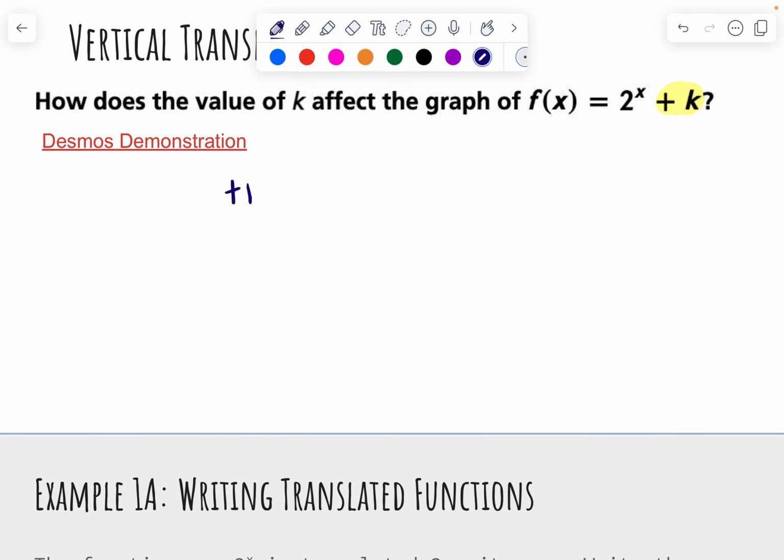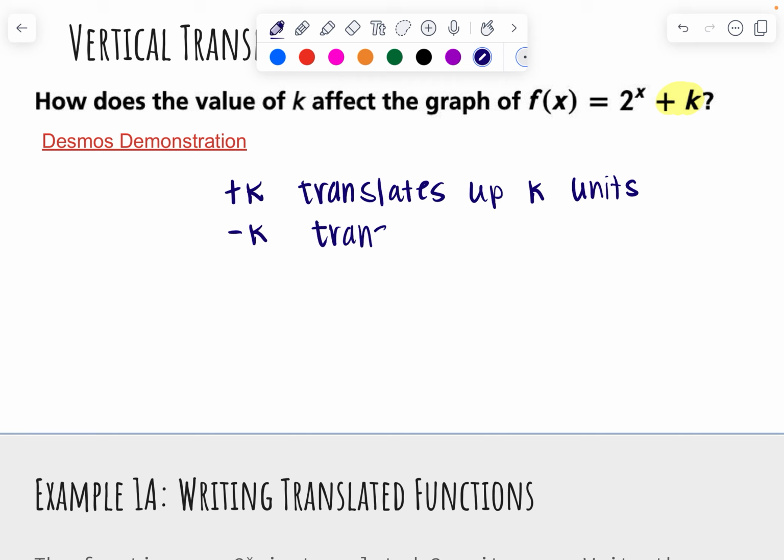So if we're adding k, the graph translates up k units, whatever number that is. And if we're subtracting k, the graph translates down k units.